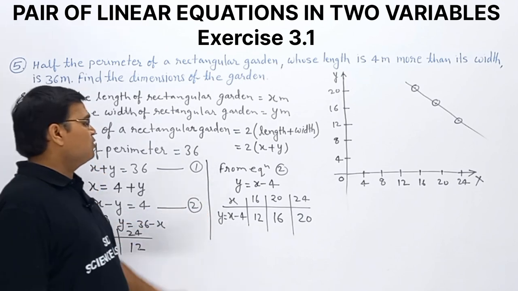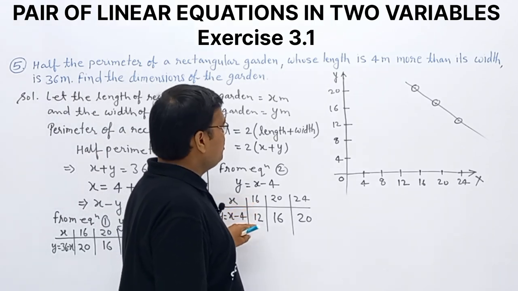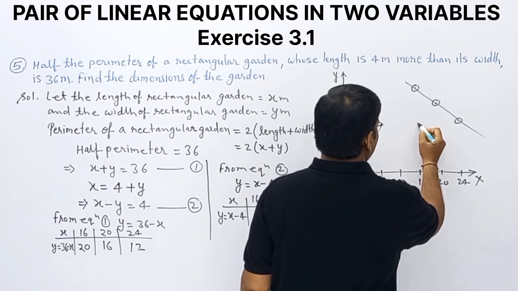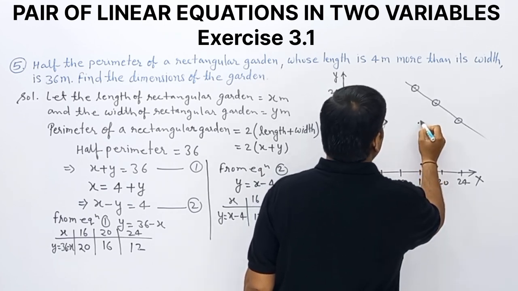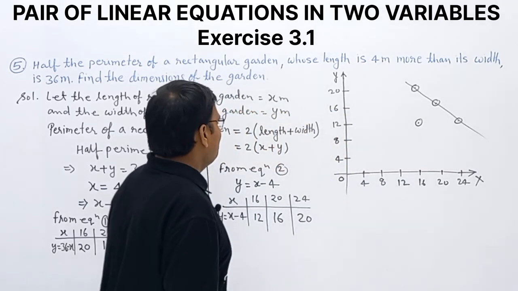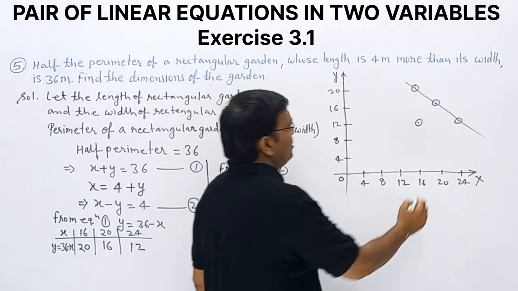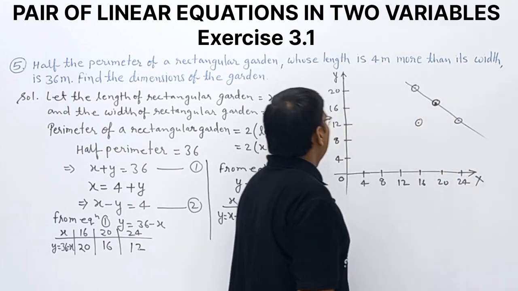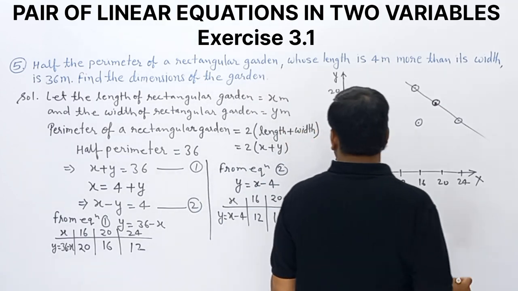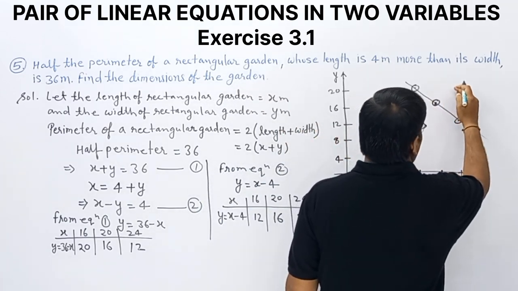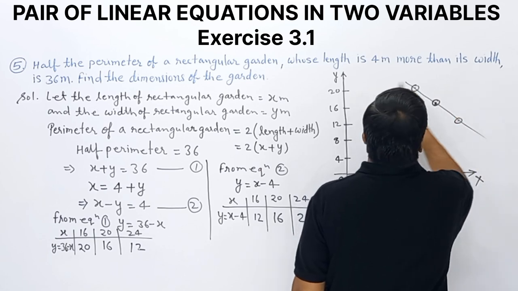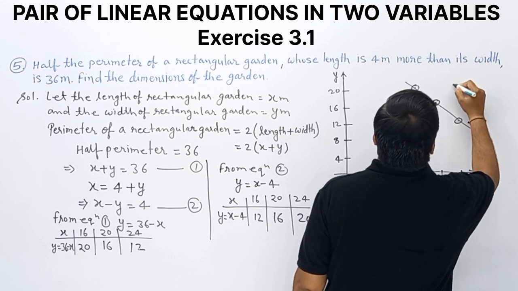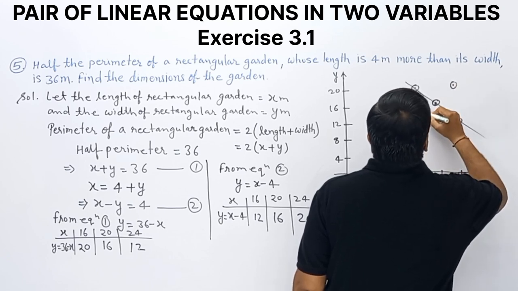Clear? Now for equation number 2, we have the coordinate 16, 12. 12, 16. This one is 16. Now next one, 20, 16. This is the 20 and this is 16. Same point we are getting. Clear? Now the last one, 24, 20. 24 is the x and y is 20. It means we are getting this point there. Clear? Now connect all the points.